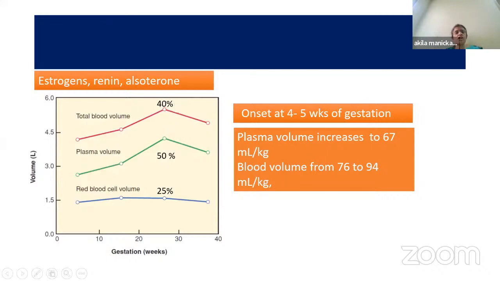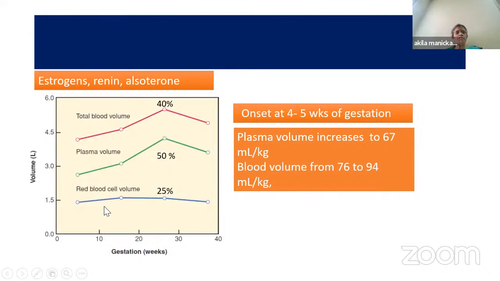So on average, when you calculate on the basis of blood volume in ml per kg, it increases from 76 ml per kg, which is the pre-pregnancy level, to 94 ml per kg. So we have around 30 ml per kg as an extra reserve in any pregnant patient who has crossed around 28 to 30 weeks of pregnancy. Whereas when you look at the red blood cell volume, the rise in red blood cell volume does not parallelly follow the increase in plasma volume or the increase in total blood volume.